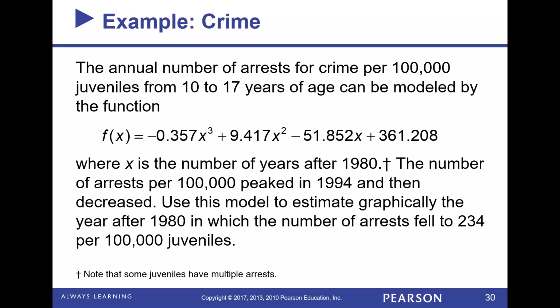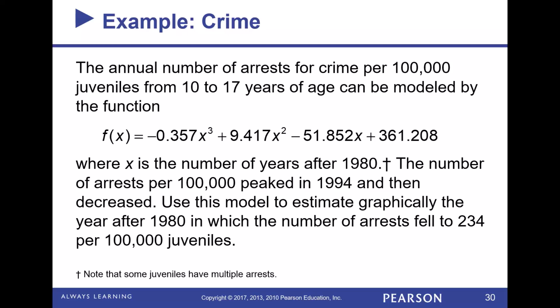Okay, let's try another one. The annual number of arrests for crime per 100,000 juveniles from the ages 10 to 17 years of age can be modeled by the following function. f(x) is equal to negative 0.357x cubed plus 9.417x squared minus 51.852x plus 361.208. Now, x is going to be the number of years after 1980.